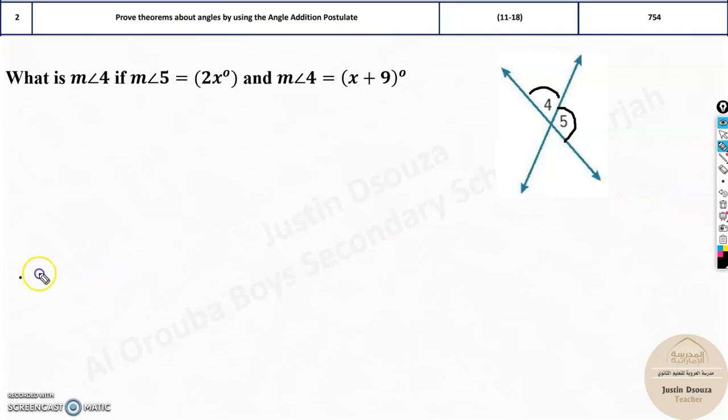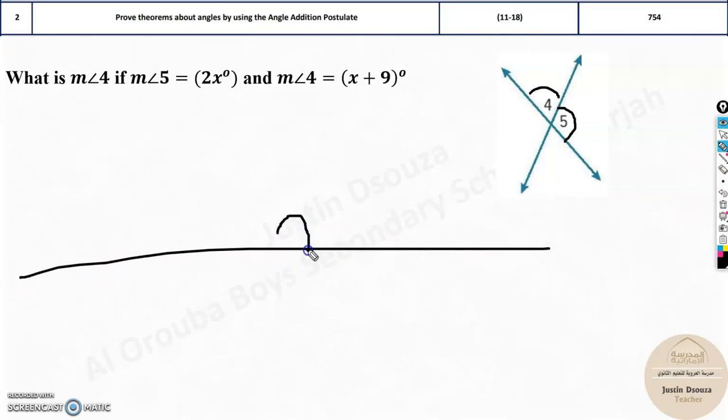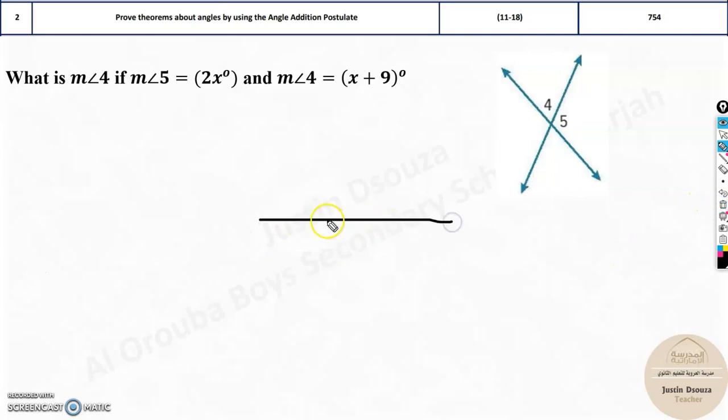See, a straight line is always 180 degrees. If it's a circle, it is 360. If it's two sides, a protractor, for example, you have 180, 180. So the total will be 360. But if it's only one, then it is just 180.